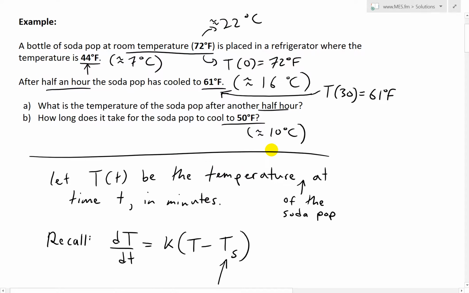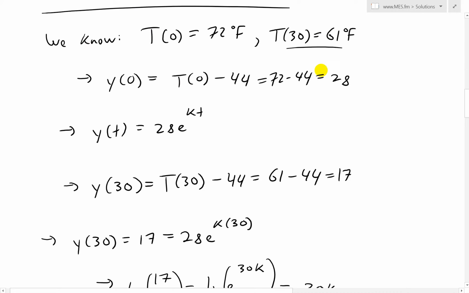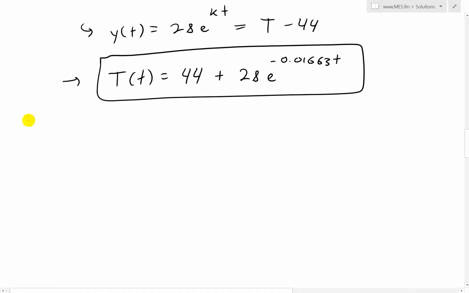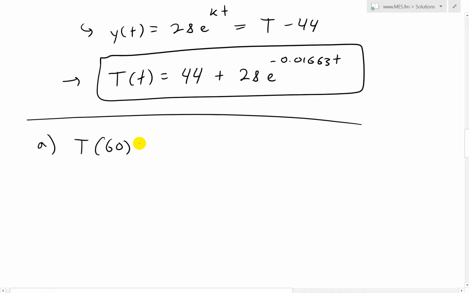Part A says, what is the temperature of the soda pop after another half hour? In other words, we want T of 30 plus 30, which is 60. So let's start solving that. Part A: T of 60 is equal to, well, let's plug that into our formula for temperature: 44 plus 28 e to the negative 0.01663 times 60.